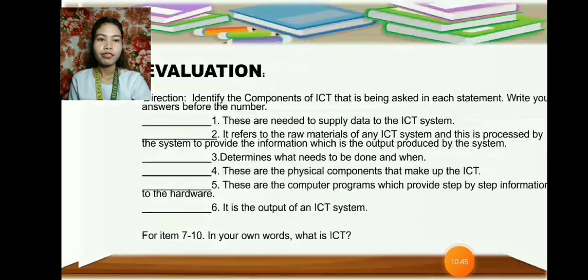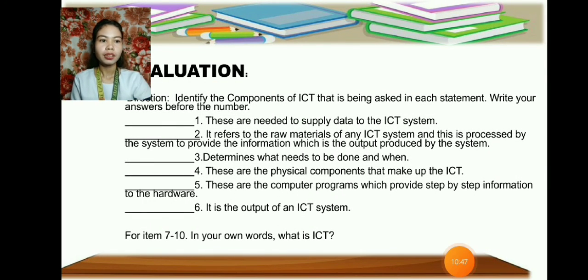For your evaluation, you are going to identify the components of ICT that are being asked in each statement. Write your answers before the number. From number 1 to 6, identify the components of ICT that are being asked in each statement. For items 7 to 10, in your own words, what is ICT?